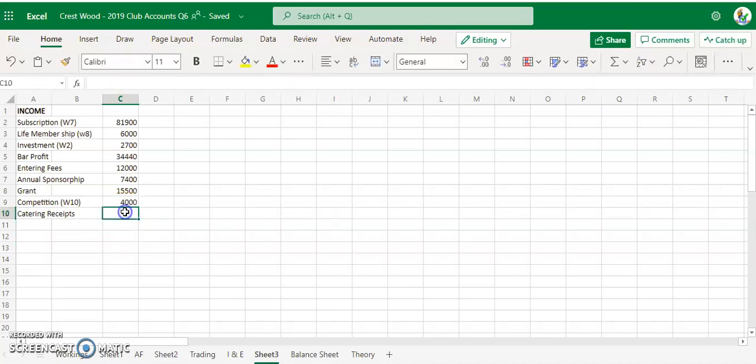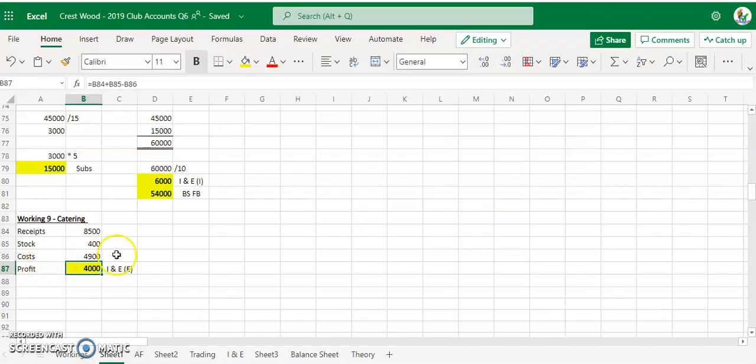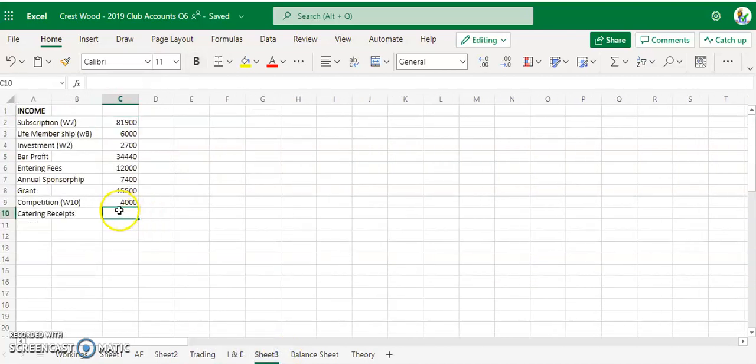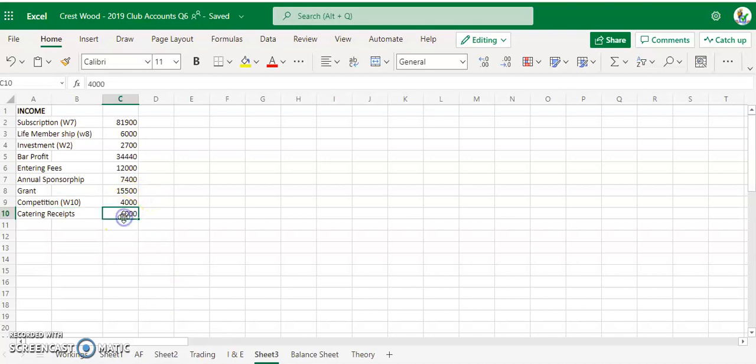Catering is going to be 4,000. And then I missed one coming down along, and that's your catering. So you've got catering of 8,500. Catering purchases of... I just mixed that up there. One sec, I'm going to fix that. So the catering profit was 4,000. So in there, catering is going to be 4,000. I'll just switch these around. And then our competition, which is the one that got mixed up: competition, 28,000 for receipts, competition prizes 20,100. So that's going to give us a profit of 7,900.